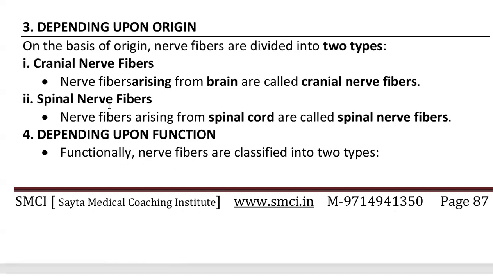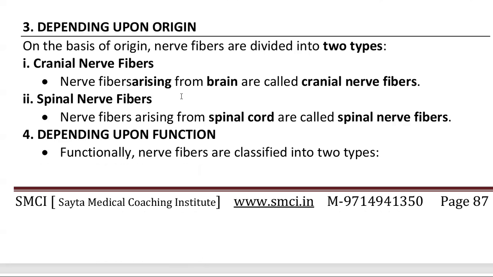Depending upon origin. On the basis of origin, nerve fibers are divided into two types: cranial nerve fiber and spinal nerve fiber. Nerve fibers arising from the brain are called cranial nerve fibers. Nerve fibers arising from the spinal cord are called spinal nerve fibers.